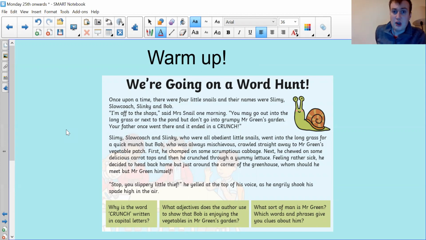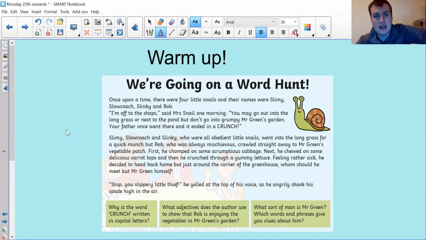This is called We're Going on a Word Hunt. Once upon a time, there were 4 little snails, and their names were Slimy, Slowcoach, Slinky, and Bob. "I'm off to the shops," said Mrs. Snail one morning. "You may go out into the long grass or next to the pond, but don't go into grumpy Mr. Green's garden. Your father once went there, and it ended in a CRUNCH."